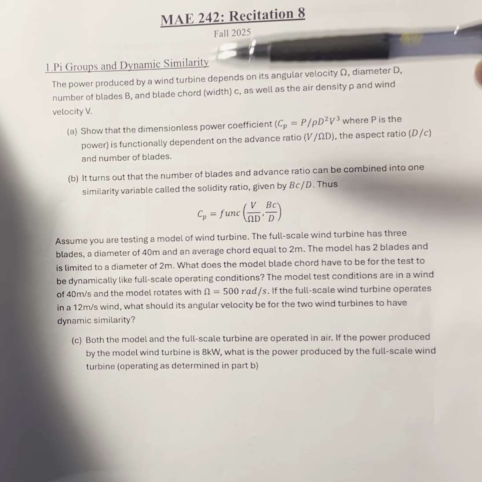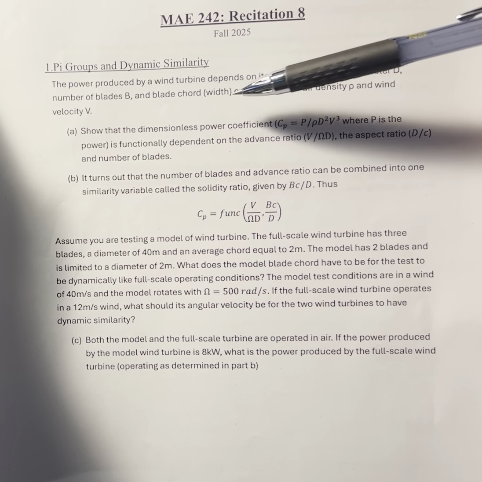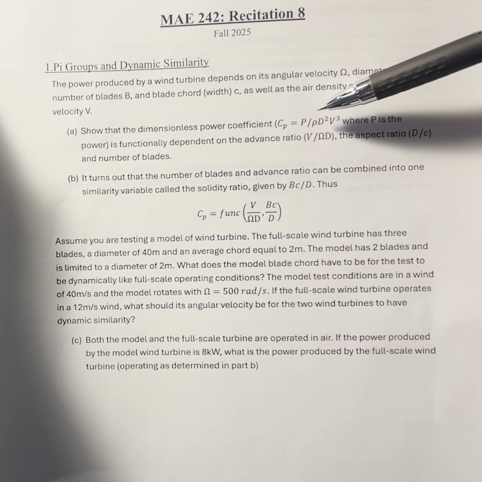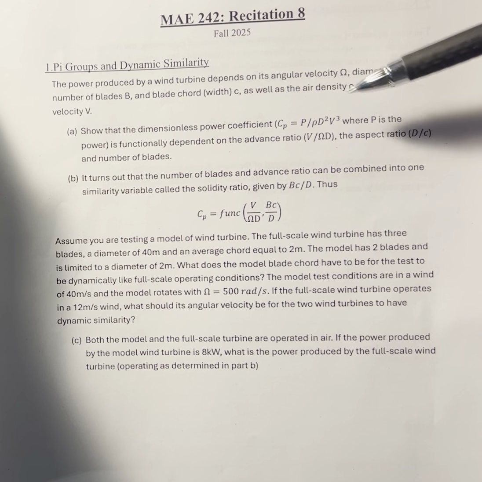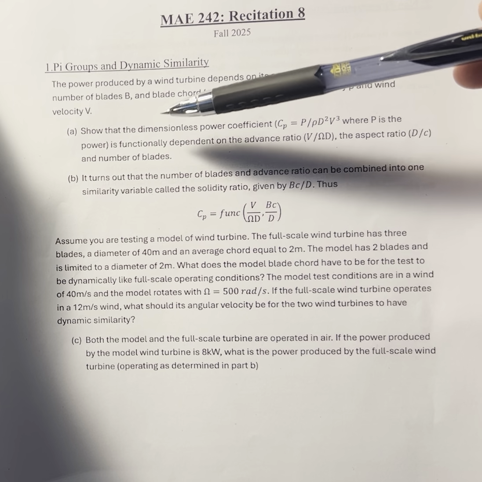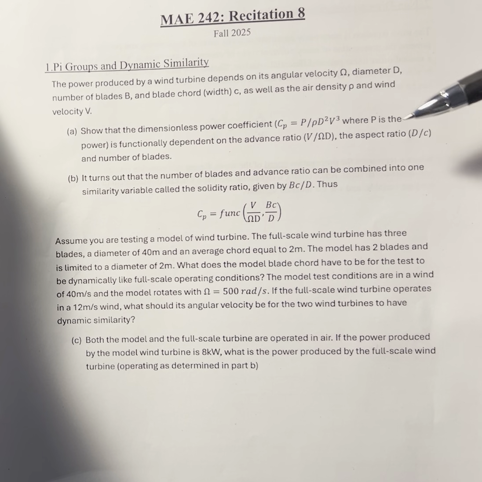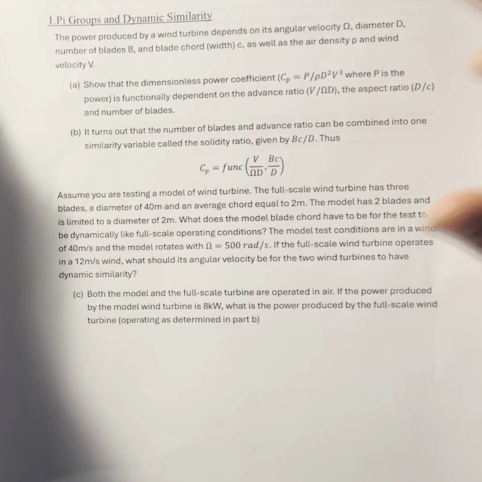But all right, so for part A, I want to show that the dimensionless power coefficient Cp is equal to P over rho d squared v cubed, where P is the power, and it's functionally dependent on the advance ratio V over omega d, the aspect ratio D over C, and the number of blades. So for this one, okay, you can do this a couple of ways.